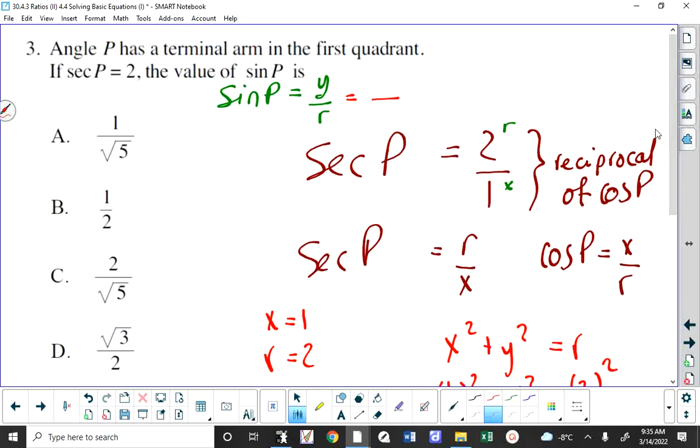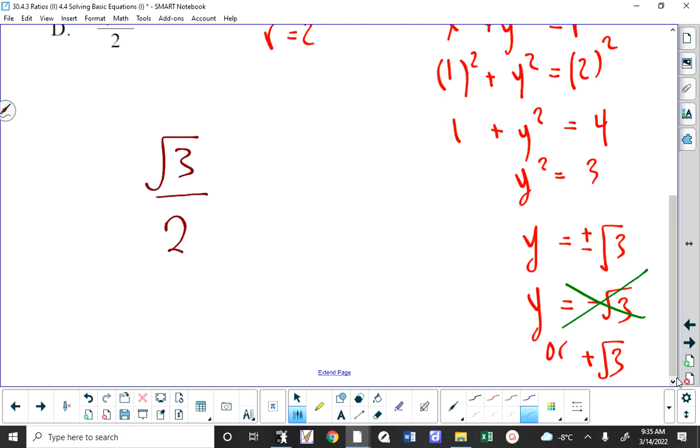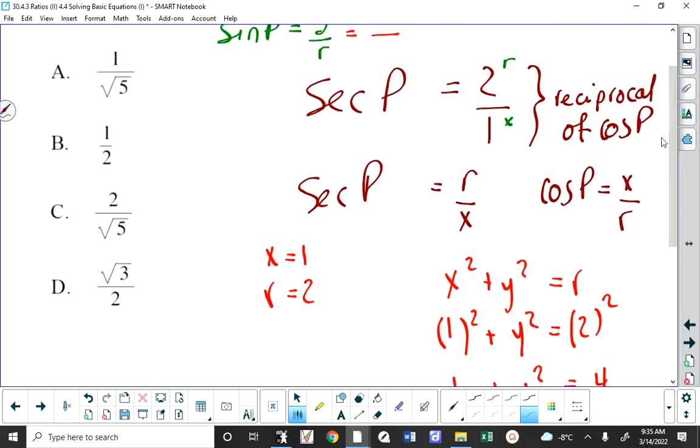Oh, it's in quadrant 1. To find out something about where that terminal arm lies. And if it's in quadrant 1, in the first quadrant, x is greater than 0, y is greater than 0. So that little peak up there tells me that it's not negative root 3, it's positive root 3. And then I can write my answer, y over r, so the sine of the rotation angle is root 3 over 2, which would be d. Is that okay? You bet.